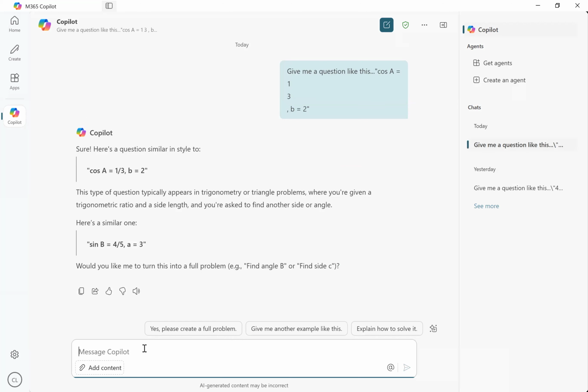And boom, right? So I typed in cosine A is equal to 1/3, where the other similar triangle is going to be B is equal to 2. And it spat out sine B is equal to 4/5, where the other similar triangle will be A is equal to 3. From that, right, you can use it to get other questions.